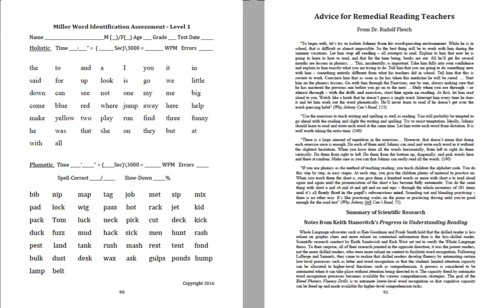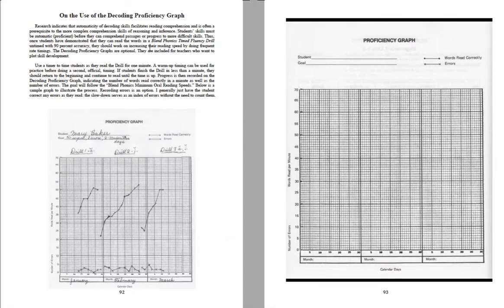Then this is just some information. This is Miller's word identification assessment. You can read all that. And this is a graph that you can use. It kind of follows precision teaching, although they use an acceleration chart, and you can use those. They're excellent. I basically use this chart here, and you can chart their errors, and you can chart their speed, and you can see their progress over time. Okay, now that's all I want to do with that.